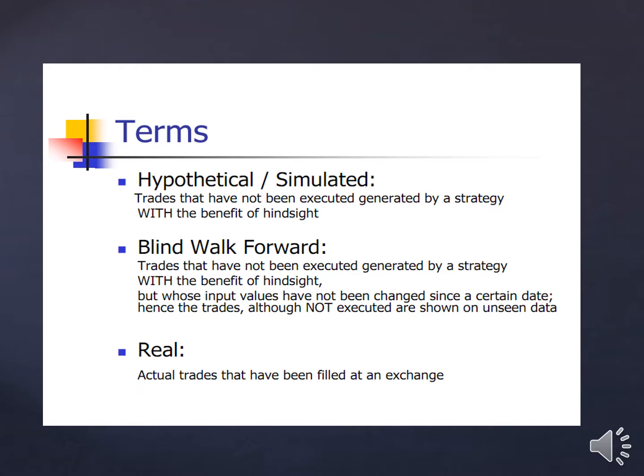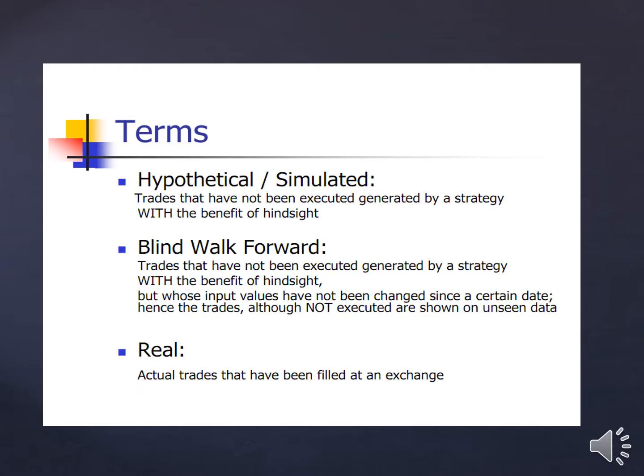Whenever I do a presentation showing track records, I like to identify, of course, what kind of track records they are. First of all, whenever you develop a system, the records are hypothetical. They're simulated. It means the same. These are trades that have not been executed, that are generated by a strategy with the benefit of hindsight.